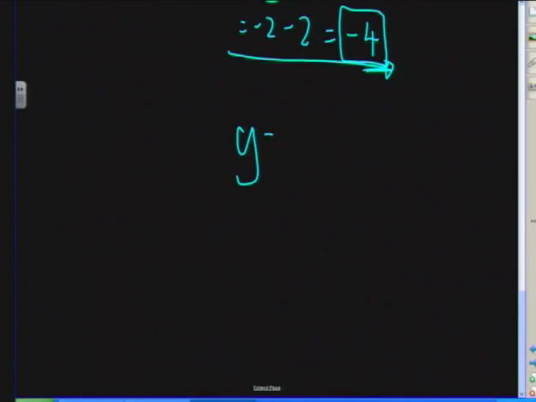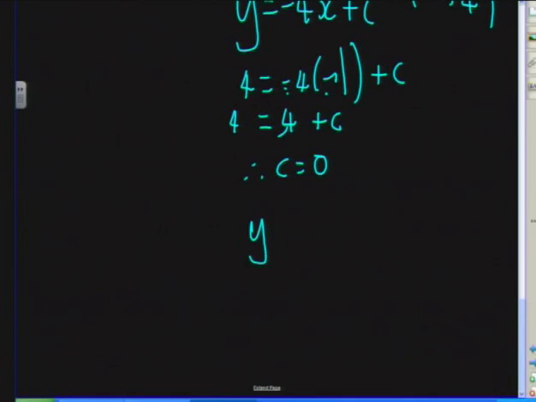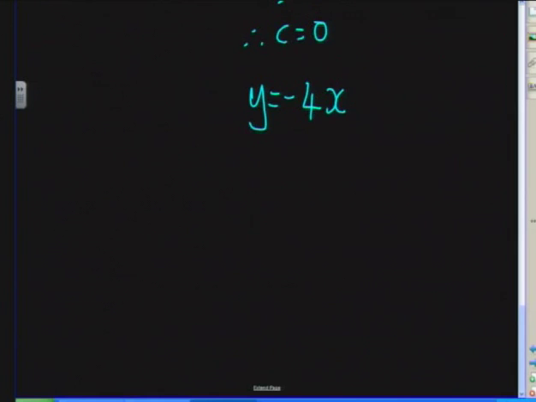So I've got y is equal to -4x plus c. I'm now going to substitute the coordinates from the point of contact. So I know y is 4 and x is -1. And I'm going to solve for c. So I get 4 on the left-hand side is equal to -4 times -1, which is just 4, plus c. So therefore, c is equal to 4 minus 4, which is 0. So therefore, the equation of my straight line is y is equal to -4x.